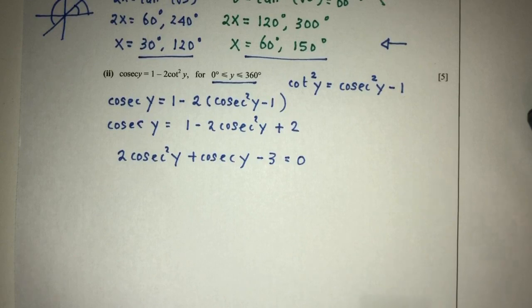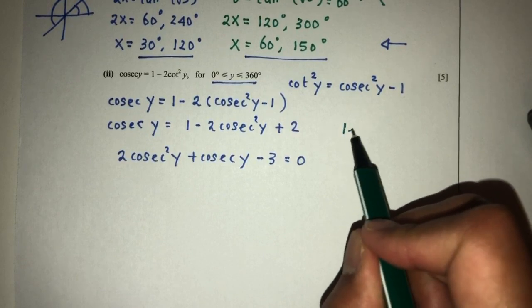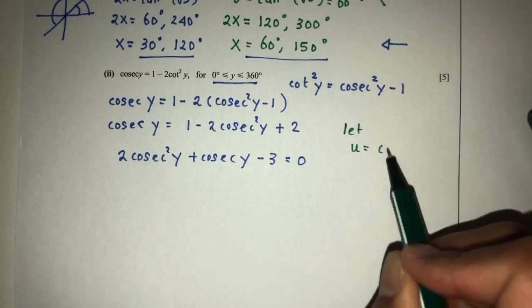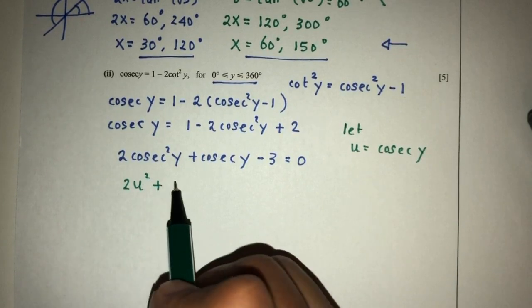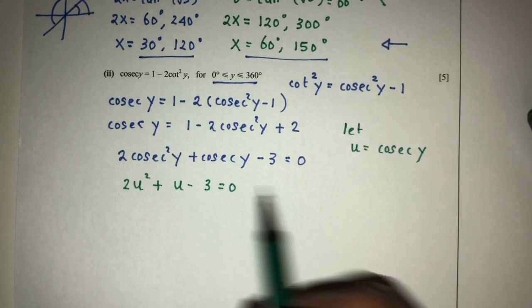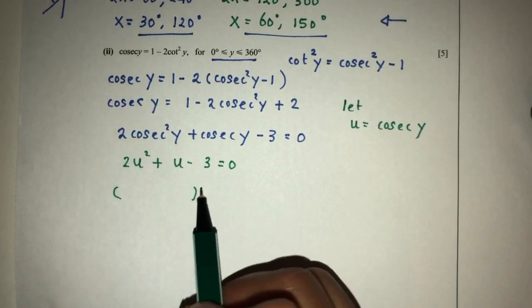Right? Now, as you can see, this one is a quadratic equation. So what we can do is try to make our life simpler by saying this: let u equal cosec y. So you will have 2u squared plus u minus 3 equals 0, right? Makes sense?